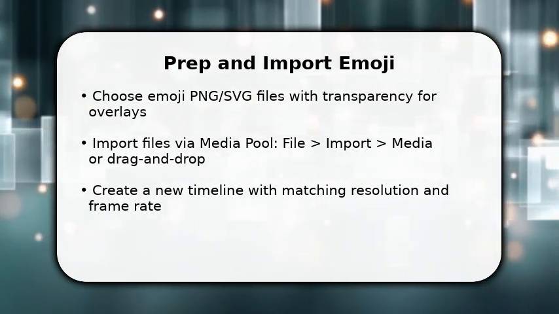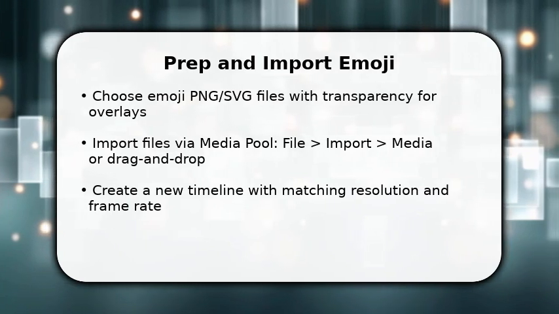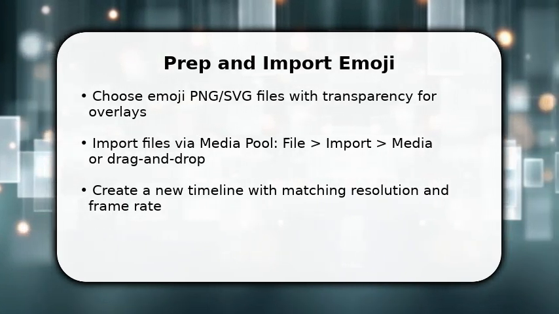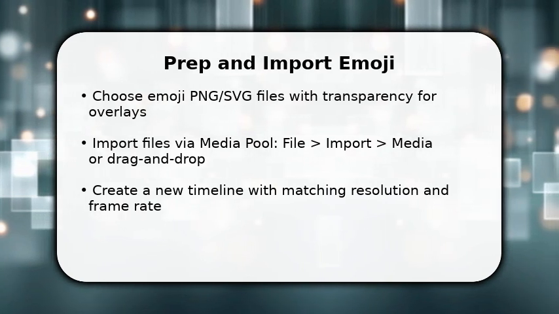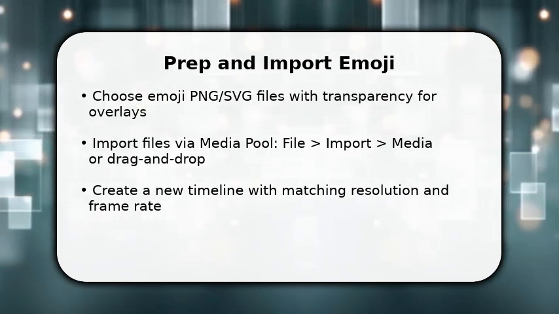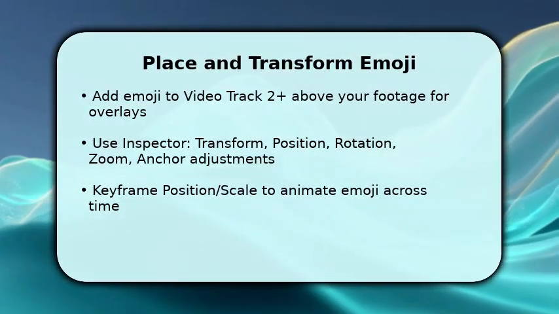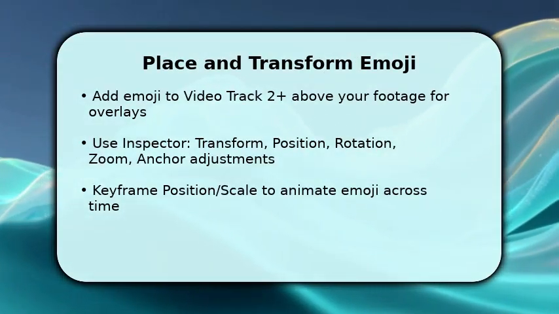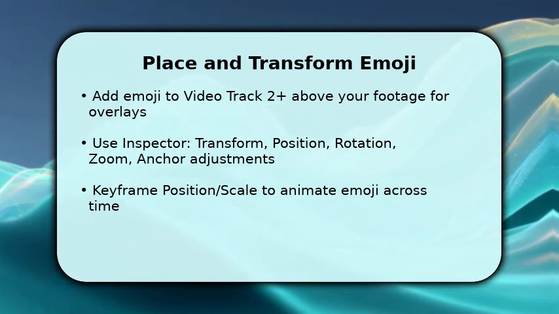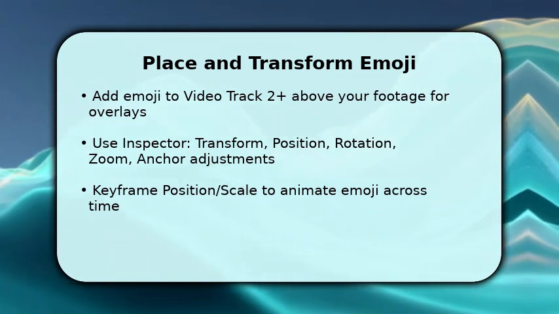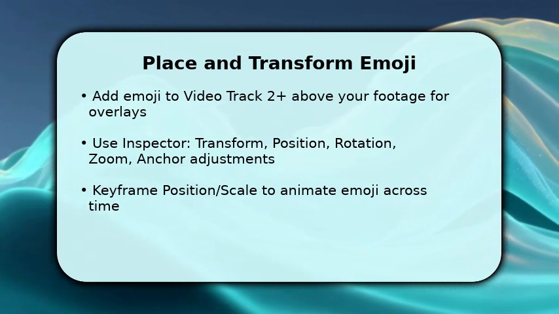Next, place your base clip on video track 1 so you can add emoji on higher video tracks and control timing precisely without altering the original footage. Now place the emoji on a track above your main clip and open the inspector to transform it. You can adjust position, zoom, rotation, and anchor to place the emoji where you want it. Make sure to choose screen fit or fill as needed.